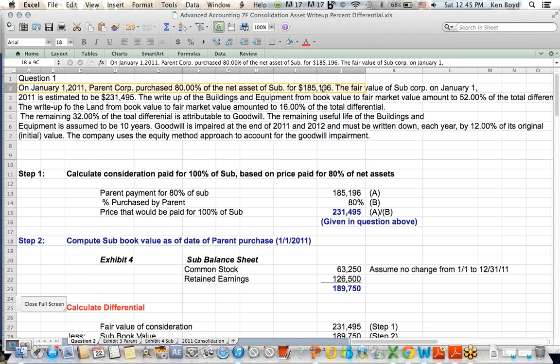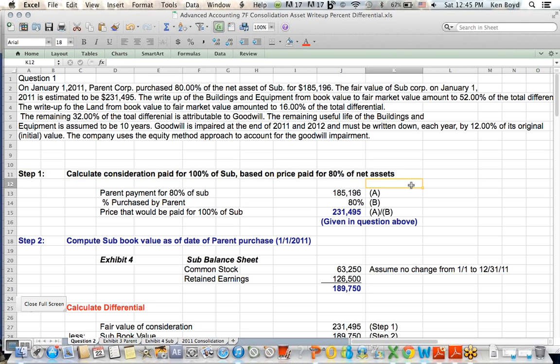So 1-1-2011, parent purchases 80% of a sub. We're given what the fair value of the entire company would be based on that purchase price. And here's what I do in step one. The first thing in figuring out the differential is, what's the fair value, the consideration, what would that be for the whole company, assuming that a parent paid $185,196 for 80% of the company?